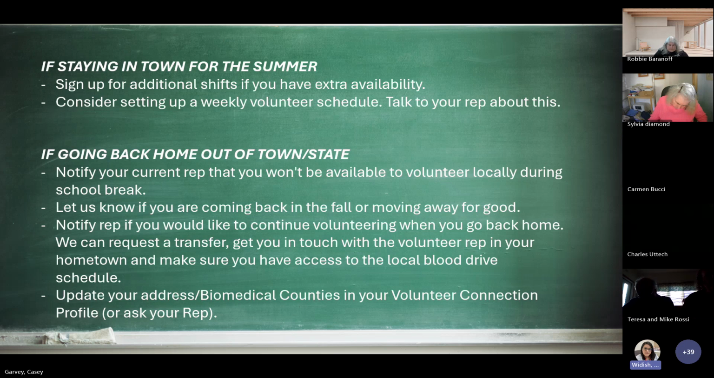We can request a transfer if needed, or we can just update your volunteer counties so you can still go to Volunteer Connection the same way you've been doing it, but see what volunteer shifts are available within the county and the state that you are in. We want to make sure that you have access to that.